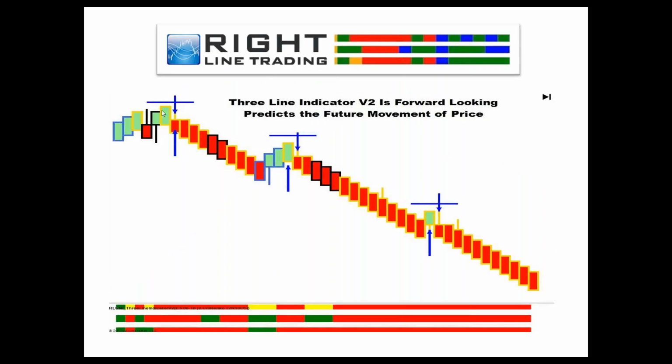Now, again, here I just wanted to show you its forward-looking ability. The up candles, haloed in yellow, it foreshadows the next down candle on the 3-line aligned to the downside. There's your up candle in yellow, foreshadowing the next candle to the downside. Here's your up candle in yellow, foreshadowing the next candle to the downside.